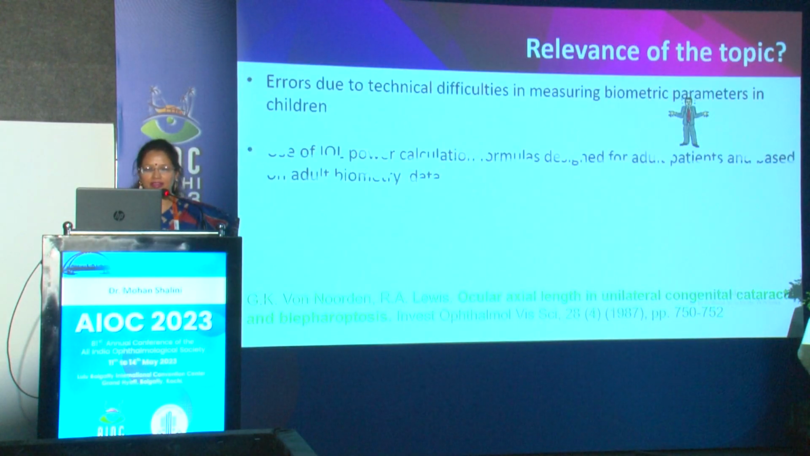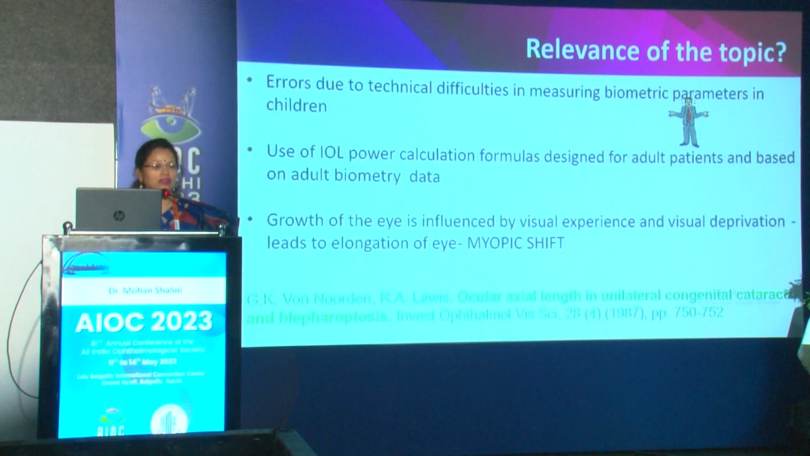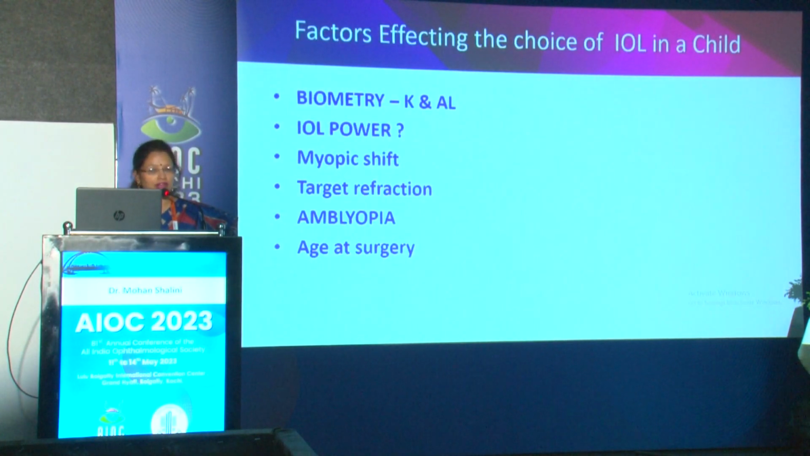The relevance of the topic is because there are technical difficulties in measuring biometric parameters in children. Now, IOL power calculation formulas which are designed for adults cannot be used for children. But then we don't have any option. Moreover, the growth of the eye is influenced by visual experience and visual deprivation, which leads to elongation of the eye and myopic shift.